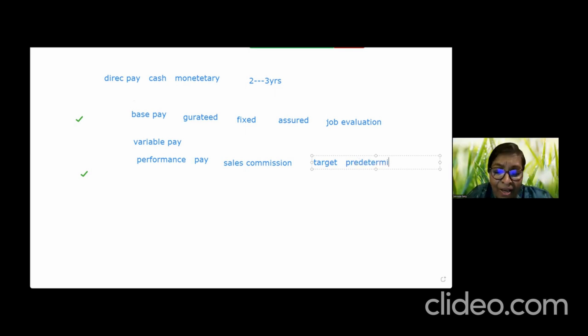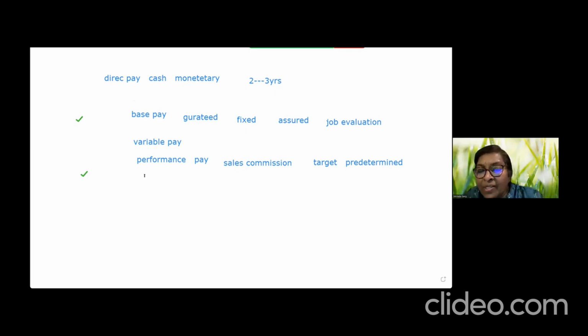That means you determine how much you will get for how much you will achieve. So there is a target and there is also a percentage of incentive, right? So for a sales guy, if he knows that he is going to get this much commission if he sells a Maruti or a Toyota, it motivates him.